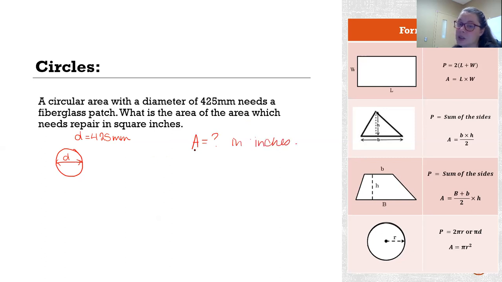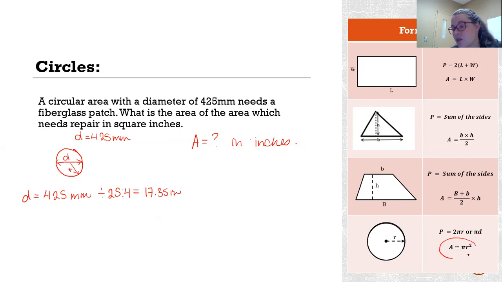Okay, so in this question, because there's only one measurement, it would be easiest just to convert it right at the beginning. So our diameter is 425 millimeters. If we take that and we divide it by 25.4, there's 25.4 millimeters in an inch, we find that it's equal to 17.35 inches. Now, in order for us to use the area formula, we need to know what's the radius, okay?